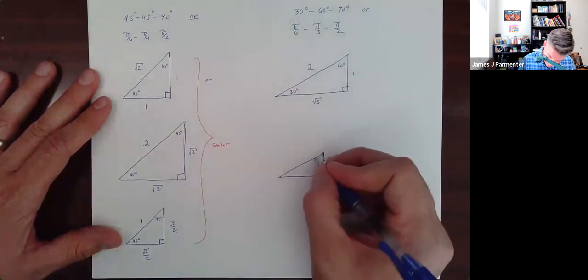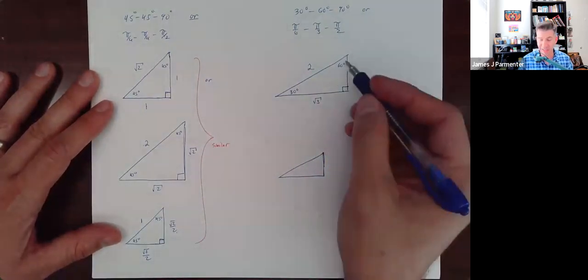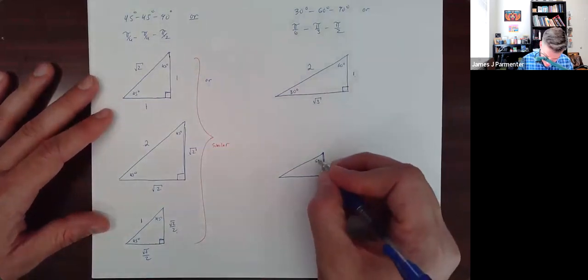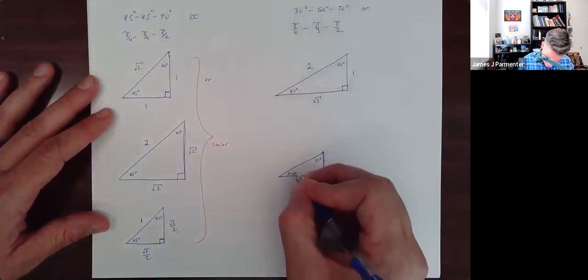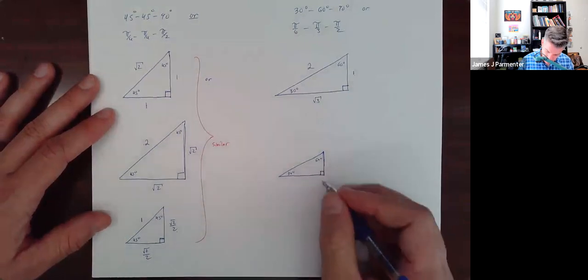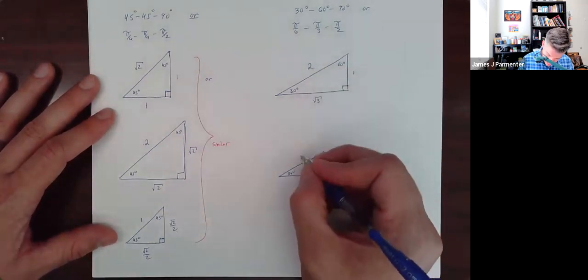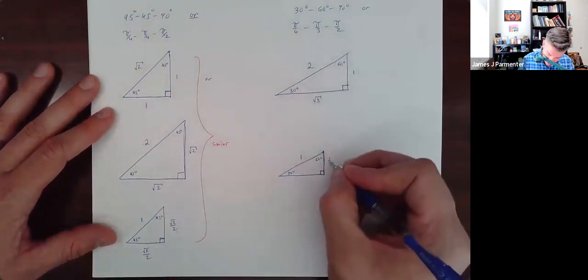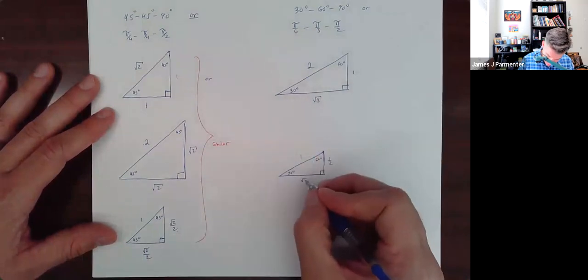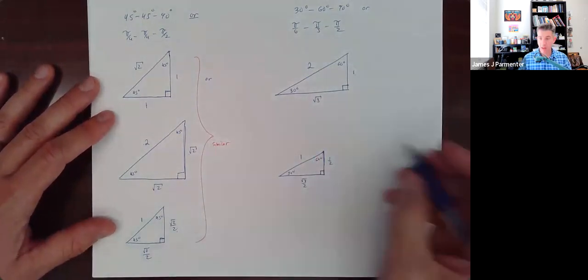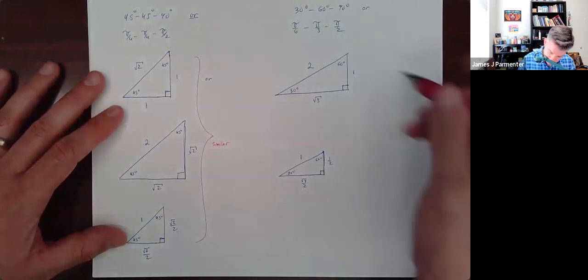Again, these angles are not perfect. That's not actually a 60-degree angle. I didn't measure it, just trying to make it look about right. And I'm going to say everything divided by 2. 2 divided by 2 is 1. 1 divided by 2 is 1/2. Root 3 divided by 2 is root 3 divided by 2. So these are also similar.